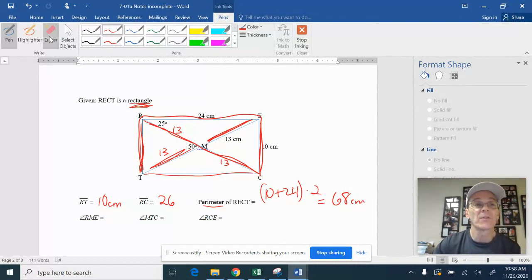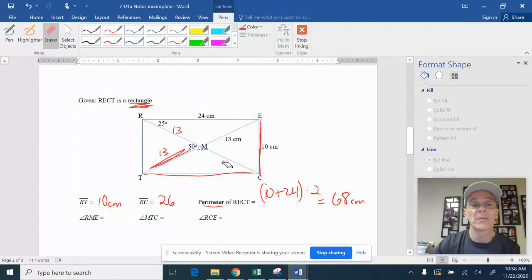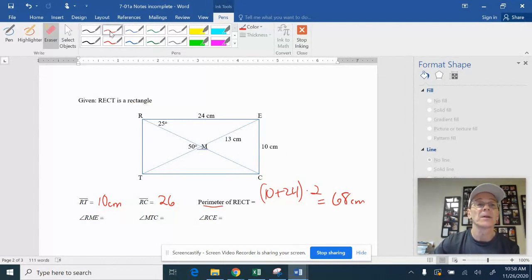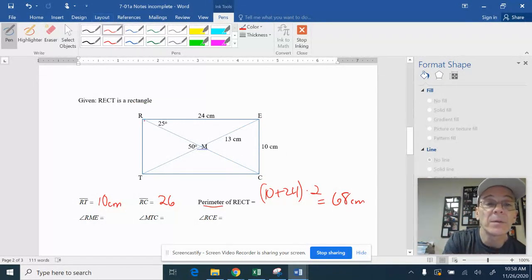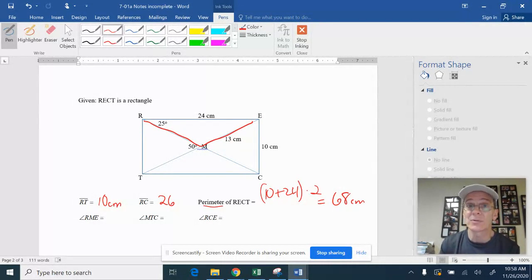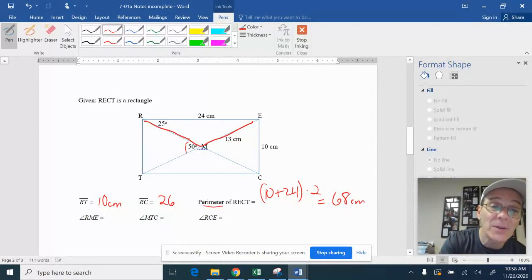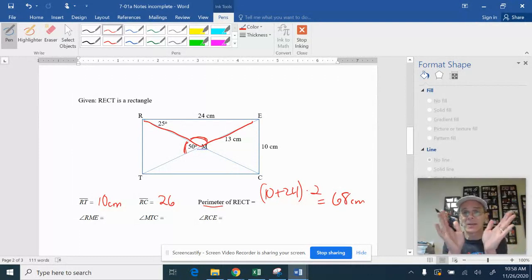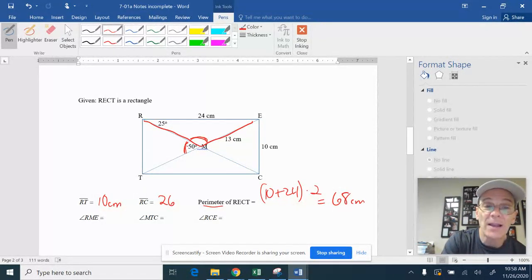How about the measure of angle RME? Let's get rid of all of those messy lines. Where's angle RME? Right there. Certainly does not appear to be a right angle, does it? Does it appear to be acute or obtuse? Obtuse for sure. And hey, look, it's right next to a 50-degree angle. There's a linear pair right there, right? You remember that phrase, linear pair of angles right next to each other, forming a straight line, which is 180 degrees. So subtract this 50 from 180 and you'll get 130 there.